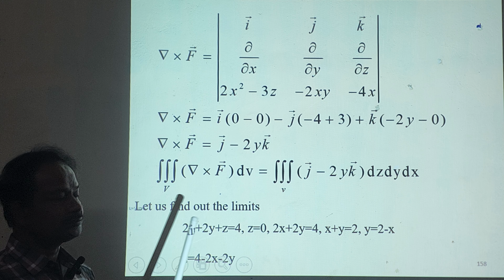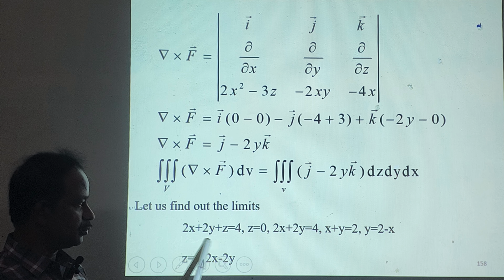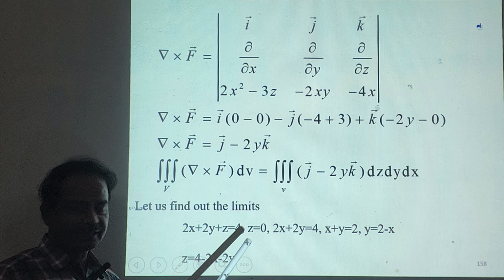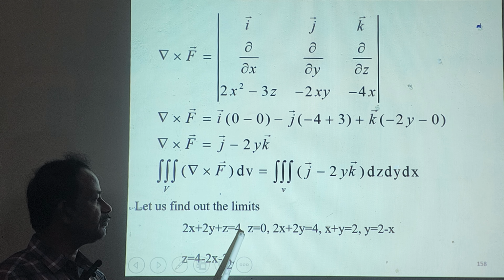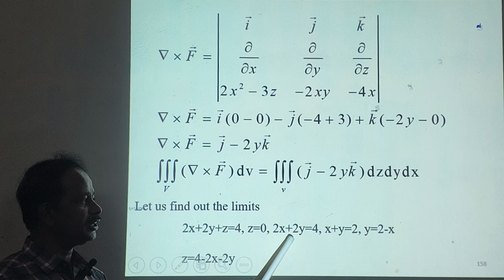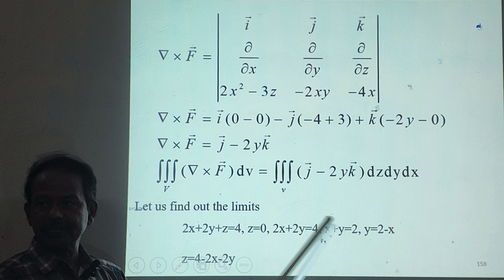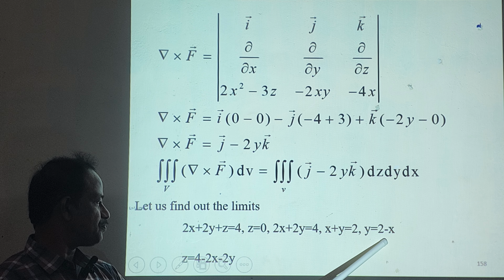Now let us find the limits. So we know the equation 2x plus 2y plus z equal to 4. First you substitute as usual what we have done in double integral. First you have to go with z equal to 0. So when z equals 0, we have 2x plus 2y equals 4. Dividing by 2 will give you x plus y equals 2. So therefore y equals 2 minus x.